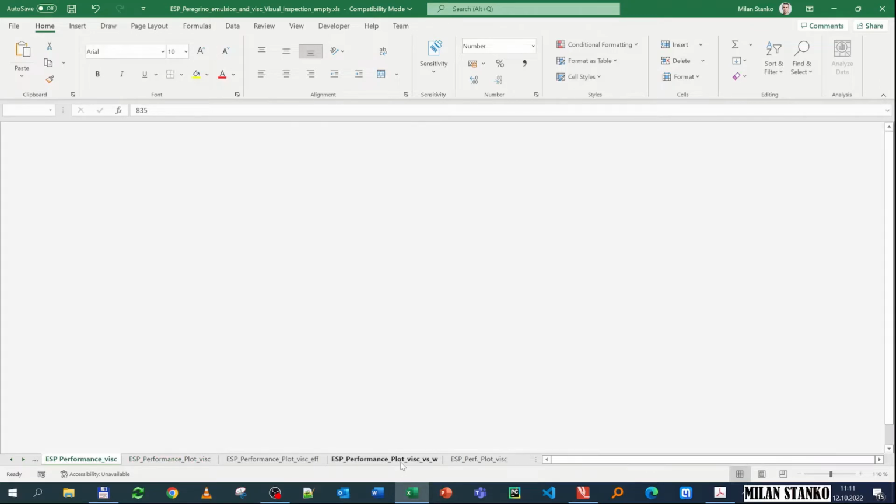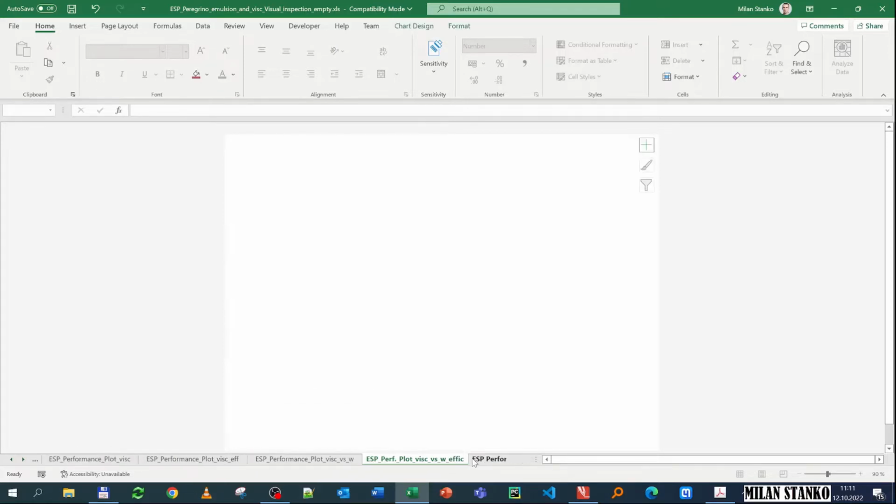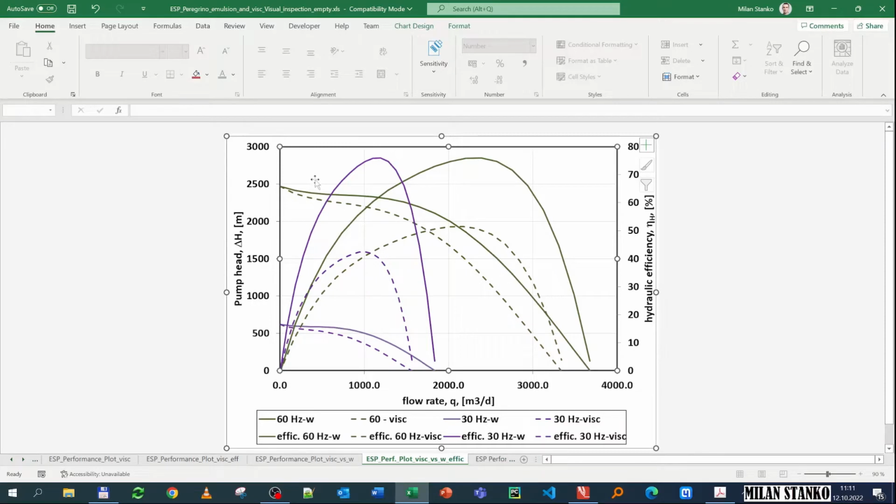So that causes the following change to the performance map. Here you see first that the head is reduced considerably. Also you see for 30 hertz how the head is reduced, and you see also the lines of maximum and minimum rate are changed slightly, and also the best efficiency point. Let's look at the efficiency curve now.